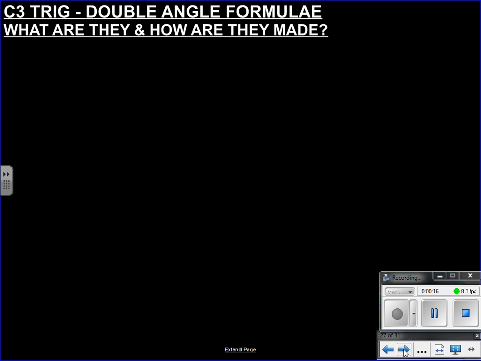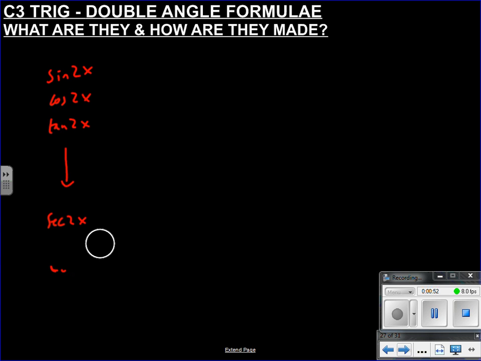Okay, what are they and how are they made? This won't be as long as the other one. It will complement the compound angle and addition formula video, because that's where they come from. What do we mean by double angle formula? I mean sine 2x, cos 2x, and tan 2x. And by default, I'll be able to know what sec 2x, cosec 2x, and cot 2x are as well.